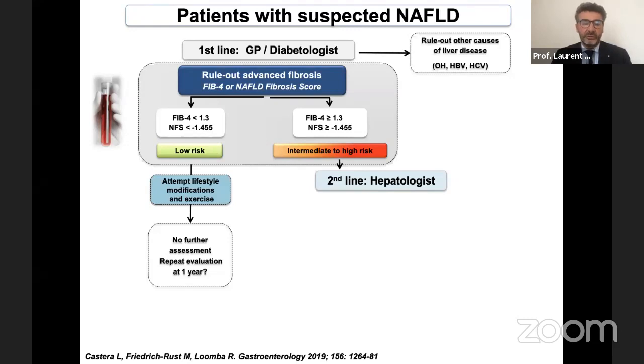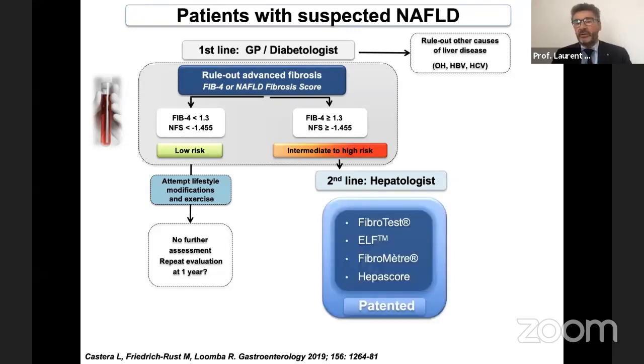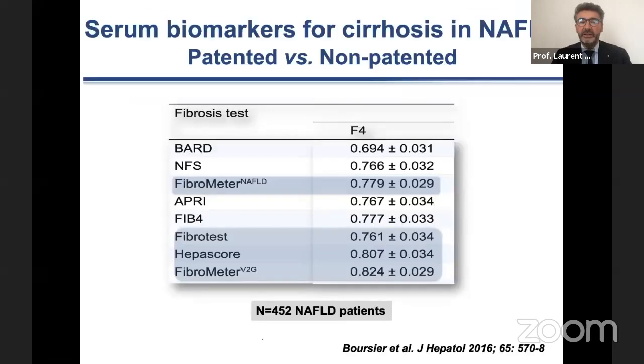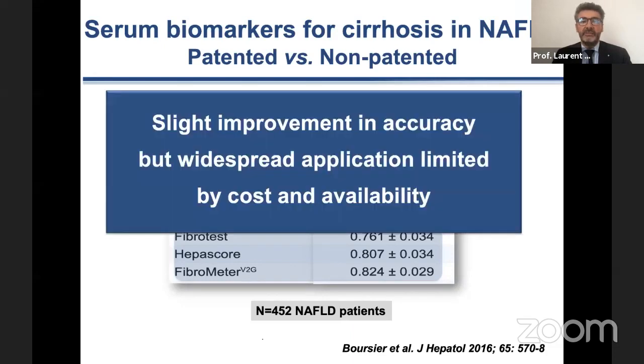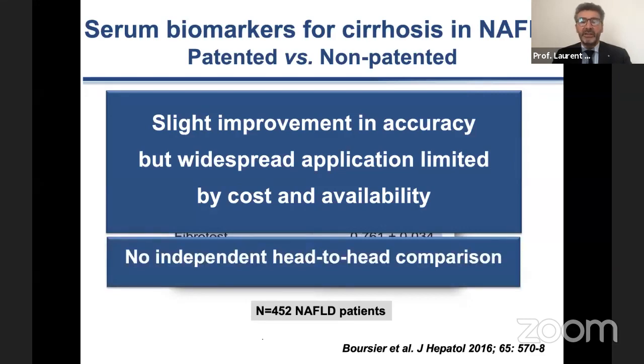The second line, of course, is the hepatologist. If we are to use the patented tests, which are a little bit more specific but less available and more expensive, let's see how they perform. In this study, with a head-to-head comparison of the different patented versus non-patented tests, basically what you can see is a slight improvement in accuracy, but again, as I mentioned before, widespread application is limited by cost and availability. And there's no independent head-to-head comparison, by which I mean independent from the developer of the test, because this study was from Jérôme Boursier, who developed the FibroMeter.